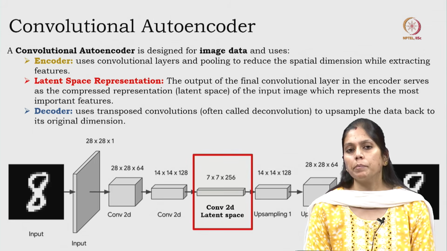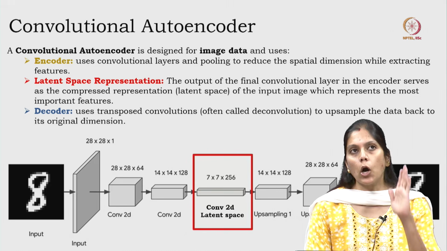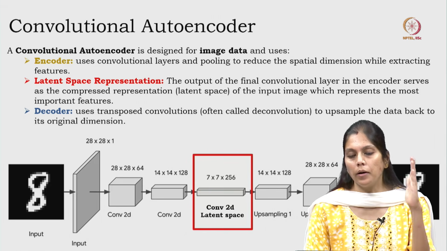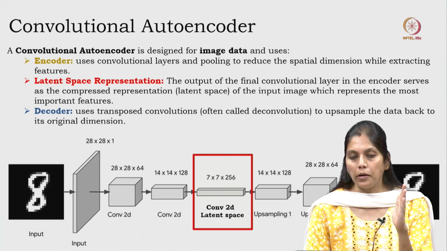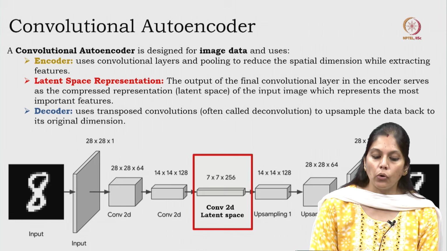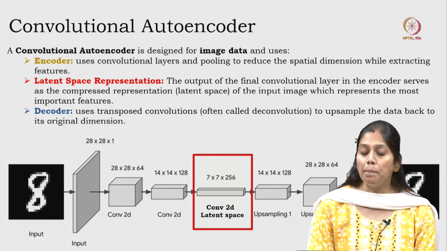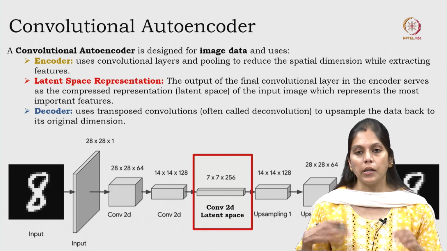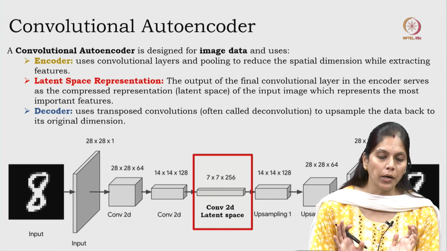Next comes the latent space representation or latent code. What is this? This is the output of the last convolution layer in our architecture. So whatever is the output of the last convolutional layer will be the latent space representation. Here the output of the convolutional layer in the encoder serves as the compressed representation, a smaller representation where the most important features are represented.